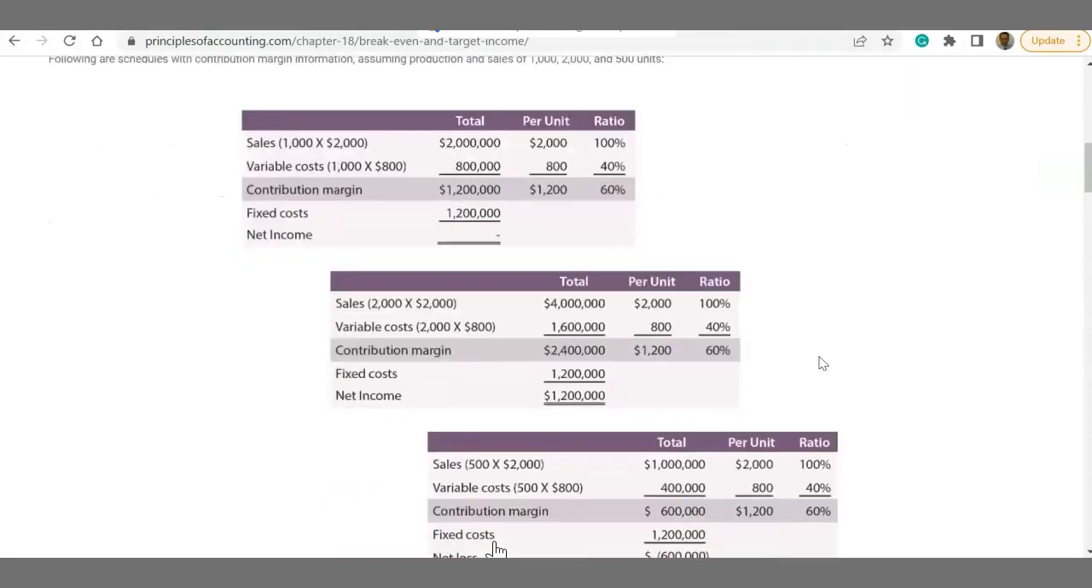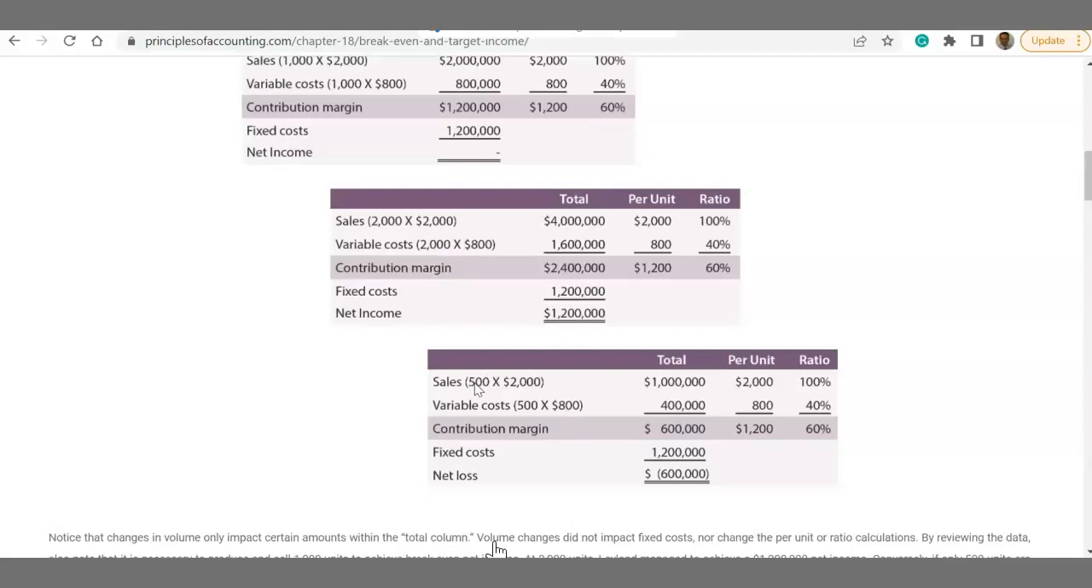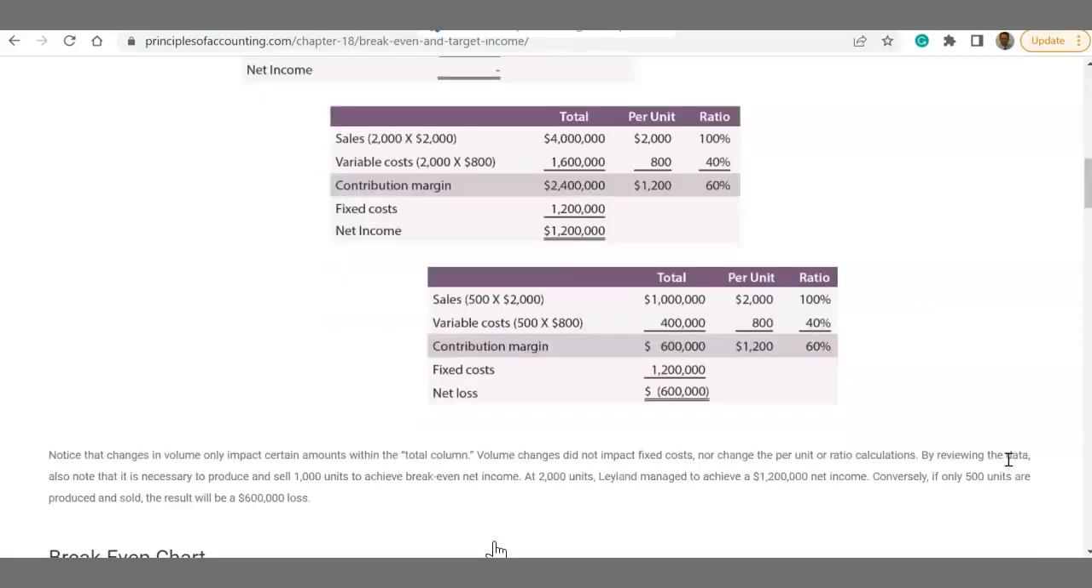In this example here, it shows if the sales go up by another 1,000 units, your contribution margin goes up. And after paying fixed expenses, you will have net income of $1.2 million. Again, look at the per unit contribution margin is the same, ratio is the same, but because the volume of sales went up, the net income went up. And if you sell less than 1,000, let's say just 500 units, then your contribution margin will be only $600,000. And therefore, you will have a net loss of $600,000 in this case.